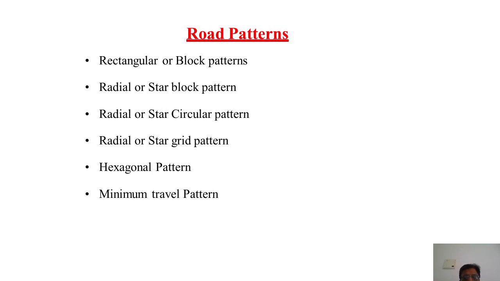Let's see what are all the different patterns in which you can construct or build roads in an entire area. The first one is rectangular or block pattern, radial or star block pattern, radial or star circular pattern, radial or star and grid pattern, hexagonal pattern, minimum travel pattern.